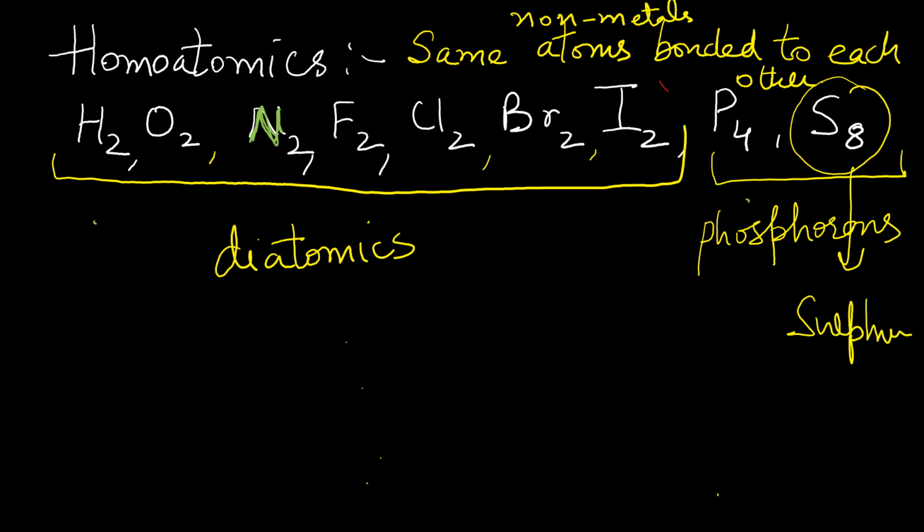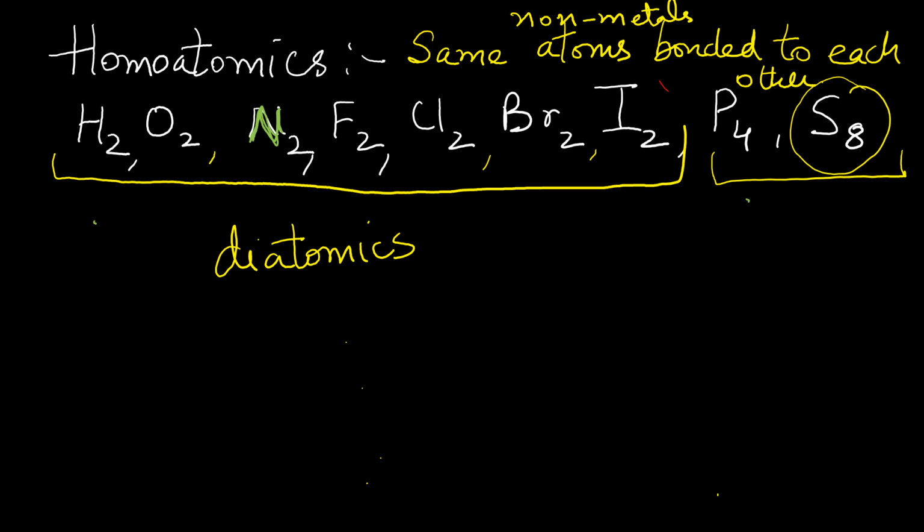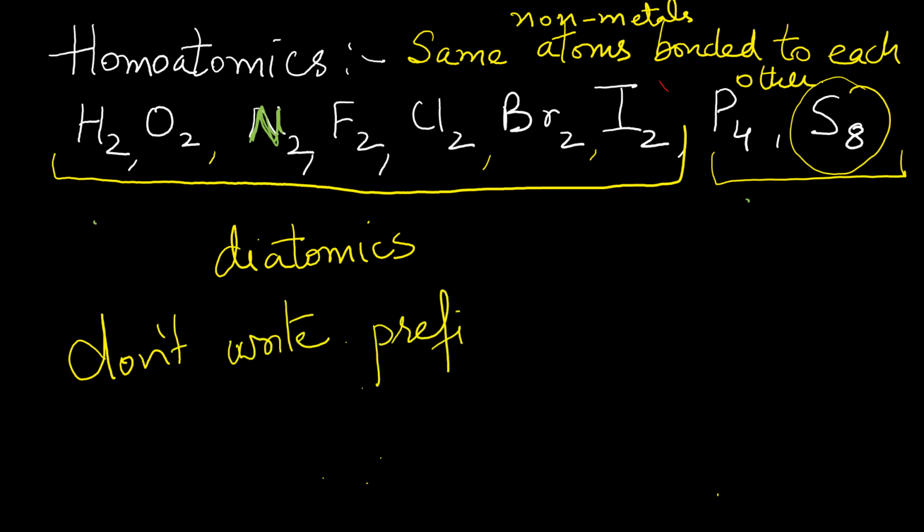These phosphorus and sulfur do exist as solids at room temperature, of course. And these diatomics, as I said already, most of them exist as gases, bromine as liquid, and iodine as solid. So what is special about the homoatomics? We don't write the prefixes, right? Let me just write it down quickly. We don't write prefix, right?